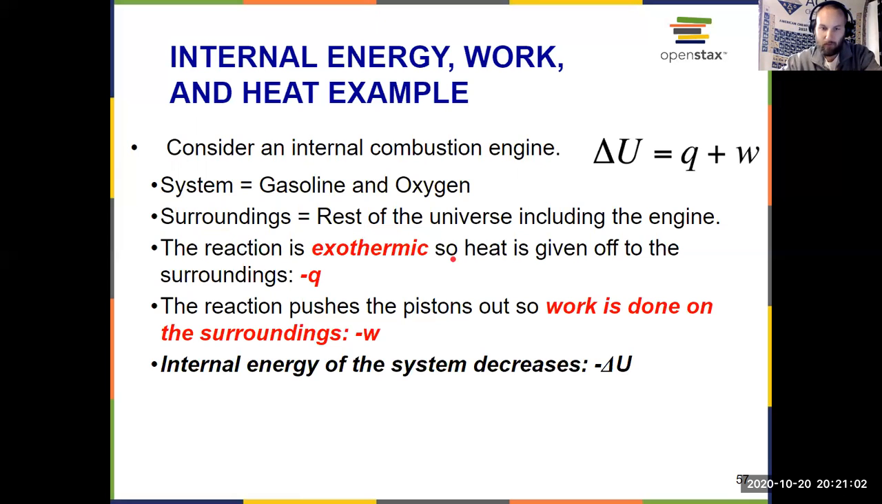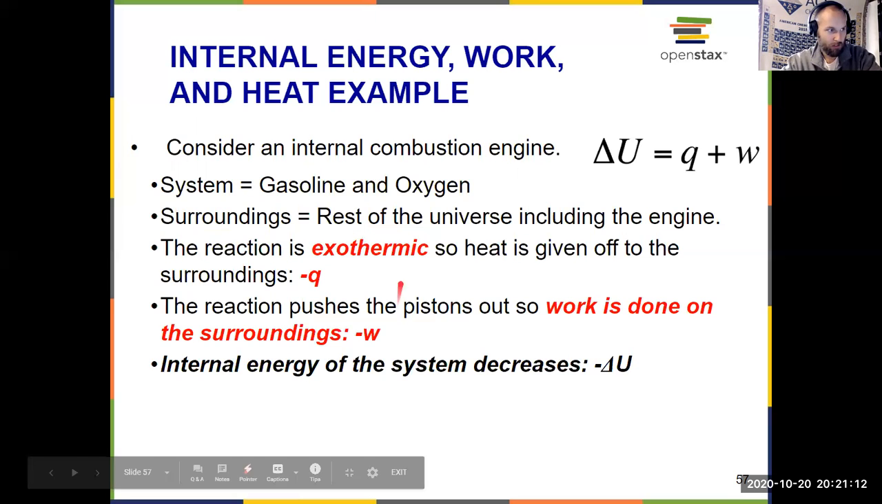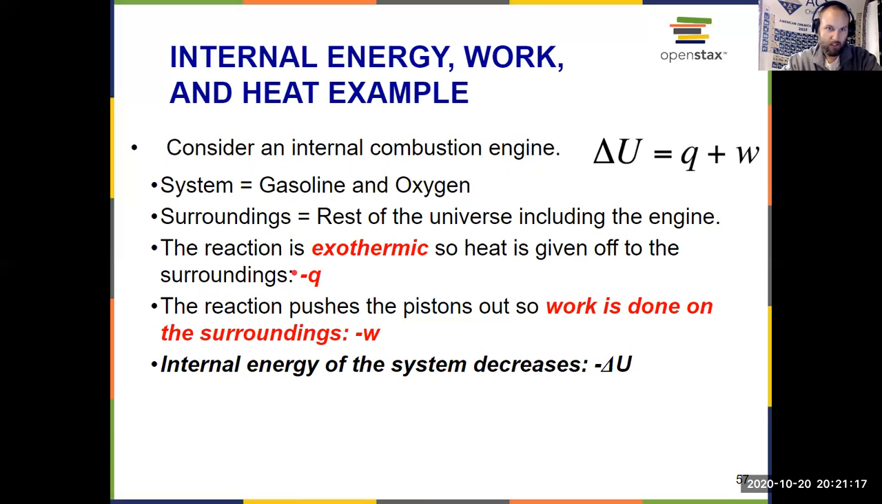Now, you're probably familiar with the fact that when gasoline combusts, that's an exothermic reaction, right? It gives off energy. Heat's being given off to the surroundings. It's a negative Q. And the reaction is pushing the pistons out, so work is also being done on the surroundings. That's a negative W for the system. Thinking about delta U equals Q plus W, exothermic, so Q is negative. The combustion is doing work, so W is negative. Both of these are negative. Delta U has to be negative.